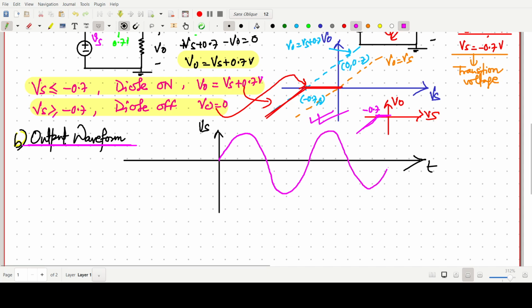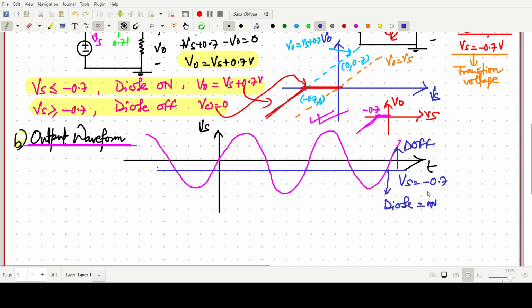Okay, for the first positive half. Now, the transition line we have already found. Say this one is the transition line, where Vs equals minus 0.7. Above this the diode becomes off, and below this the diode becomes on, as we know from the earlier case. So below this line the diode will be on, so V naught equals the same expression, and V naught equals 0 above this.